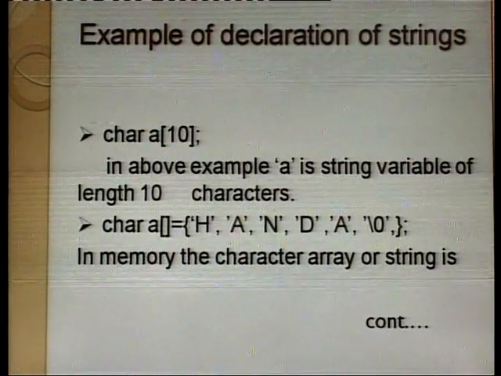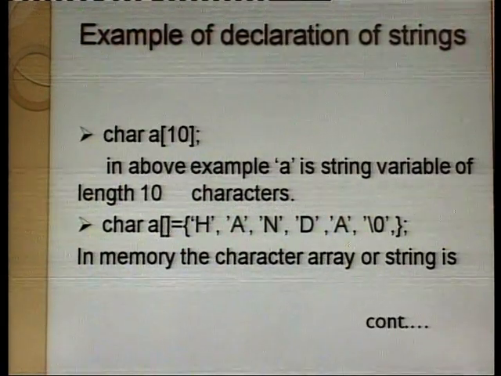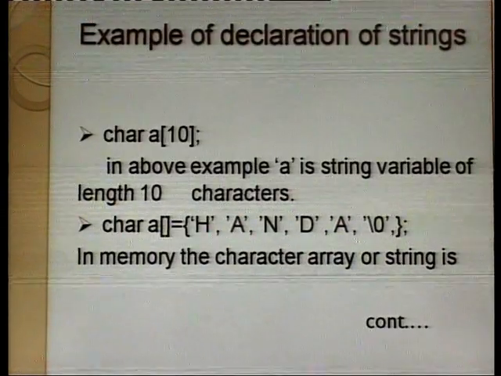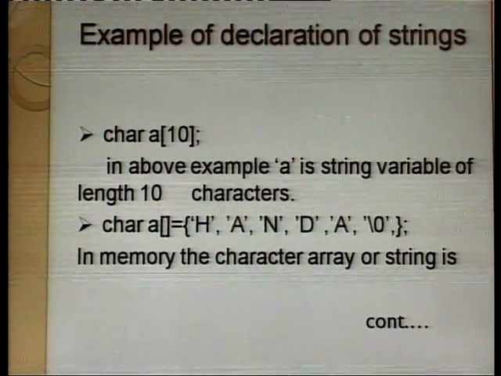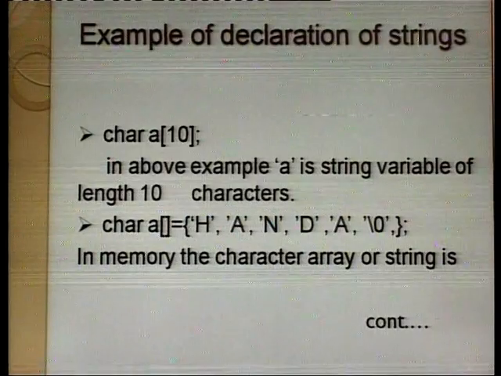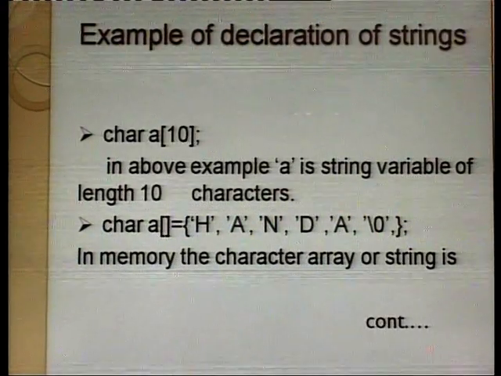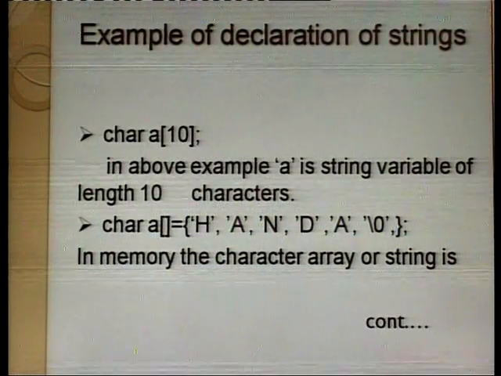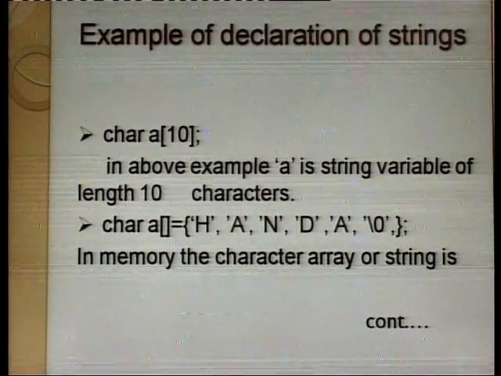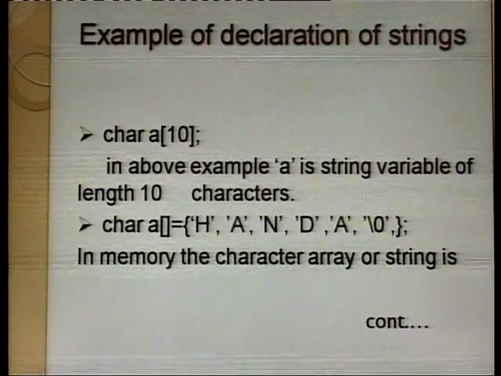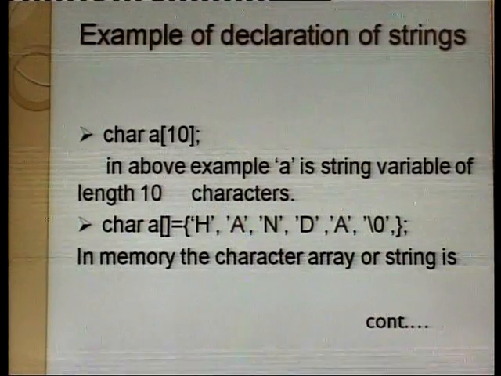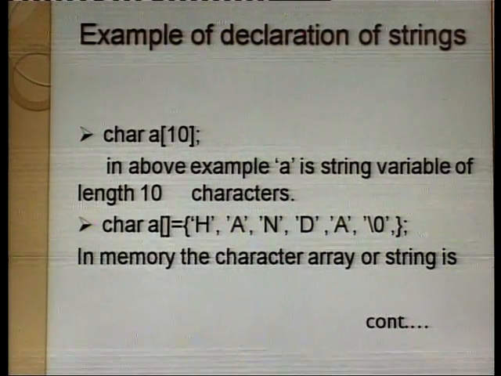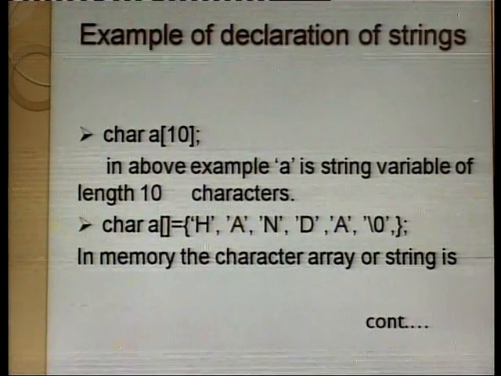In the first example, that is char a[10]. Here char is a data type, a is a string variable and 10 is the length of the array. The maximum number of characters we can store in an array is 9 because the last one character is a null character.